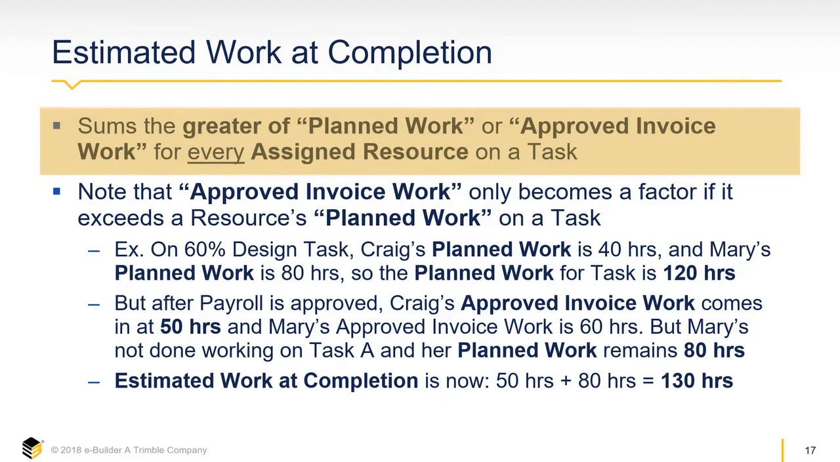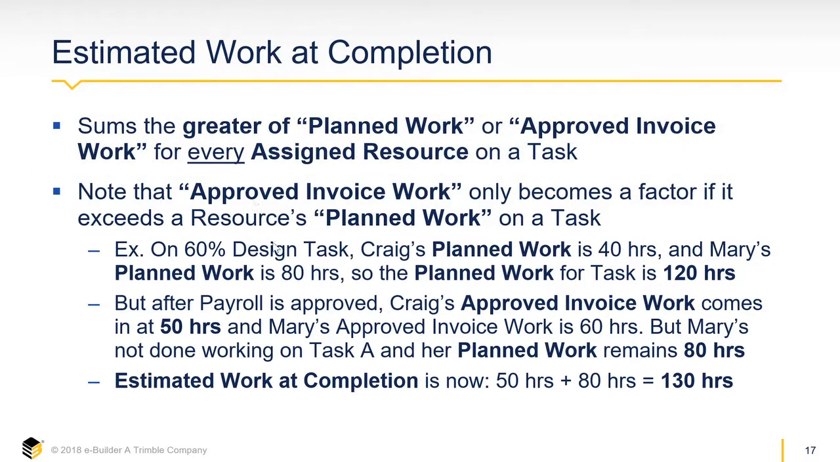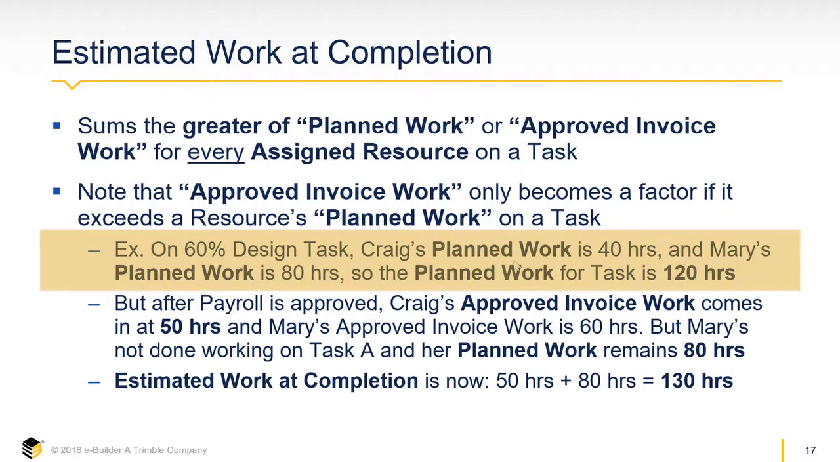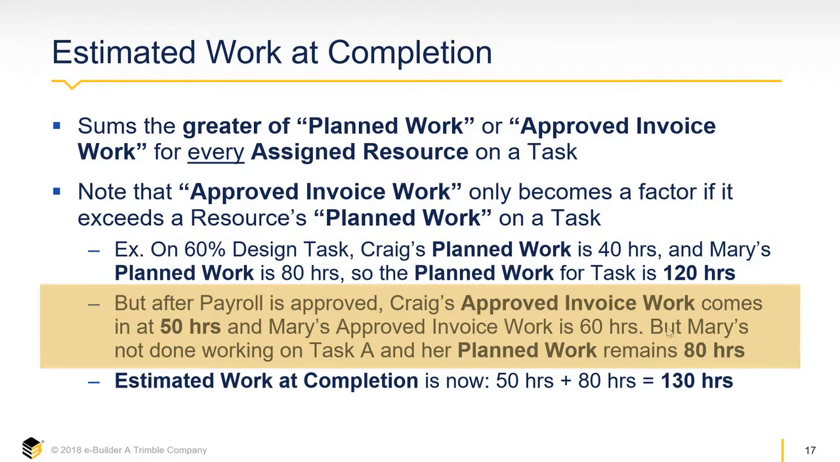for every assigned resource. So since that's a fairly complicated concept, let me just walk you through it one more time. We had a 60% design task. Craig's planned work was 40 hours and Mary's planned work was 80 hours. So the total task had 120 hours planned. But after payroll was approved, Craig's approved work came in at 50 hours, and Mary's approved work is 60, but she still is not done.